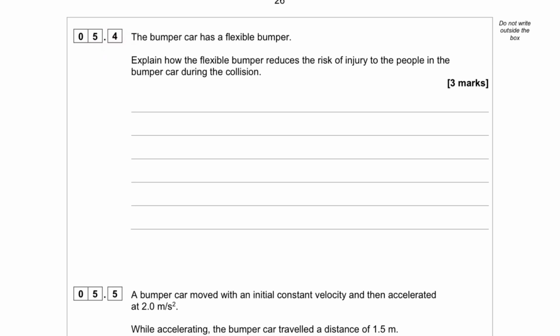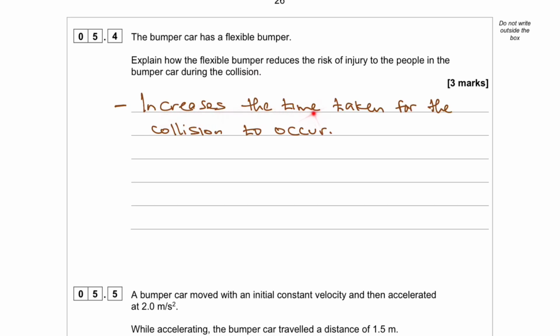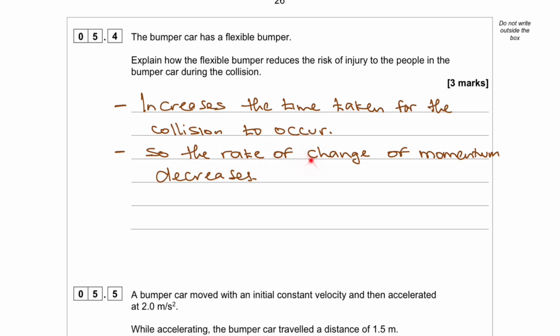Question 5.4. The bumper car has a flexible bumper. Explain how the flexible bumper reduces the risk of injury to the people in the bumper car during the collision. It increases the time taken for the collision to occur, so the rate of change of momentum decreases, reducing the force on the people because change in momentum is proportional to force.